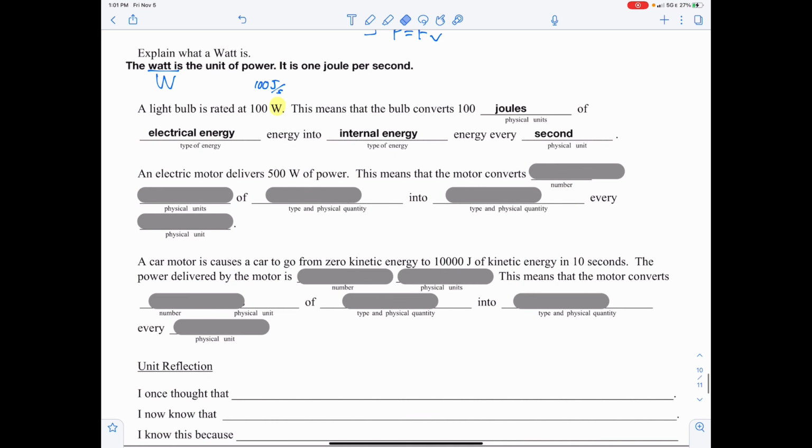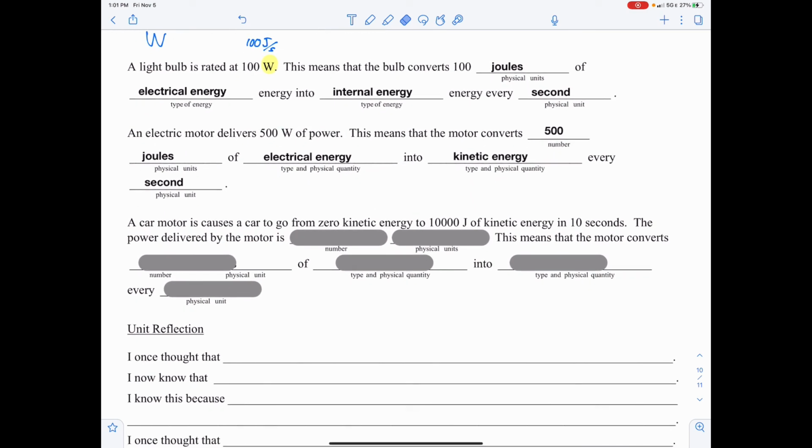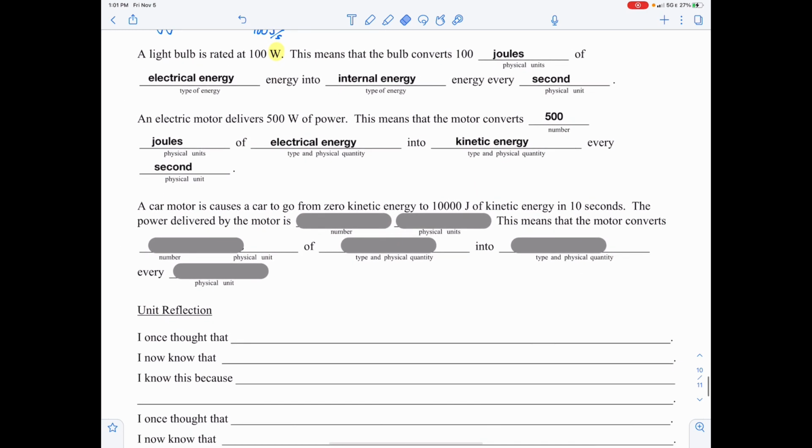In the next example, an electric motor delivers 500 watts of power. This means the motor converts 500 joules of electrical energy into kinetic energy every second. Lastly, a car motor goes from 0 kinetic energy to 10,000 joules of kinetic energy in 10 seconds. The power delivered by the motor is 1,000 watts. Okay, now how do we get this?